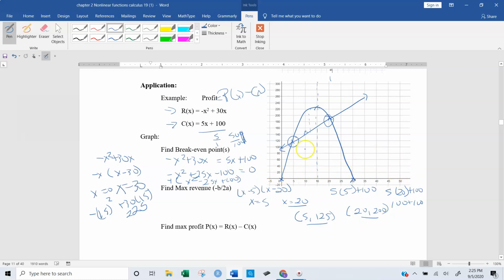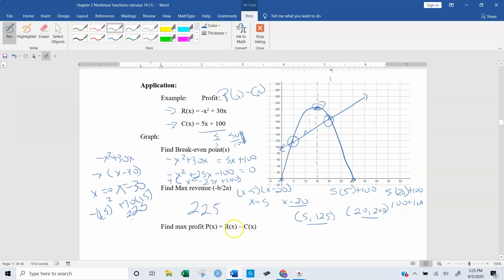Maximum revenue, we know is opposite of B over 2A. We also know that's already 15 because we found it earlier. We knew it was halfway, which is fine. So if we can do maximum revenue, it's at this point up here. And we plugged in the 15. We got 225. So our max revenue is 225.